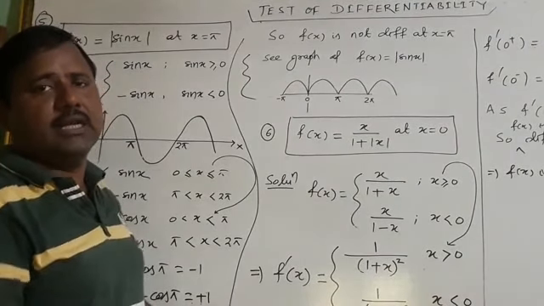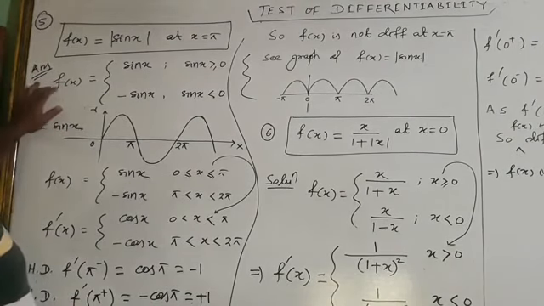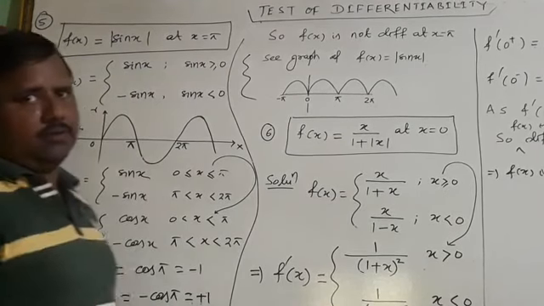which is very easy. Limit of f(x) as x tends to 0 minus, and limit of f(x) as x tends to 0 plus. You can do it very easily. Okay, I am doing it. Look at me.